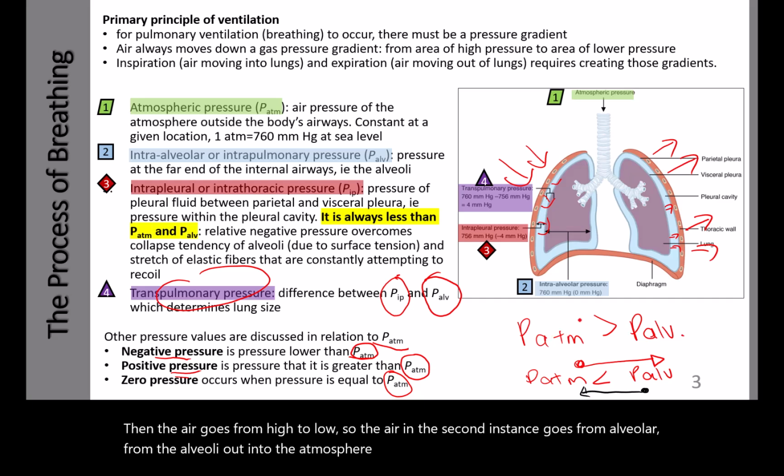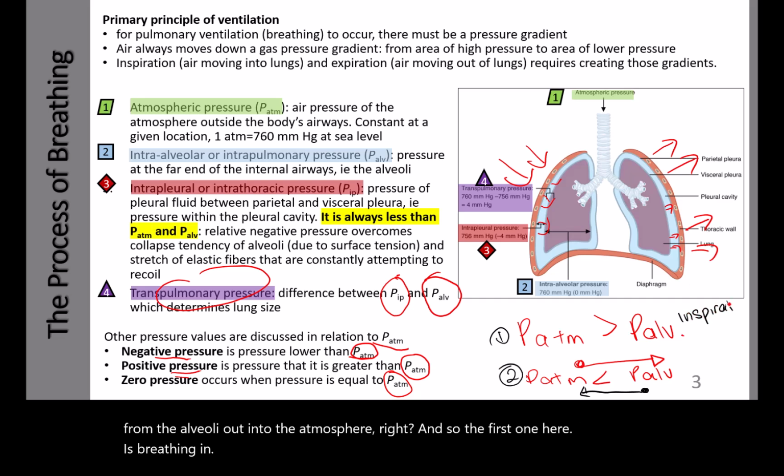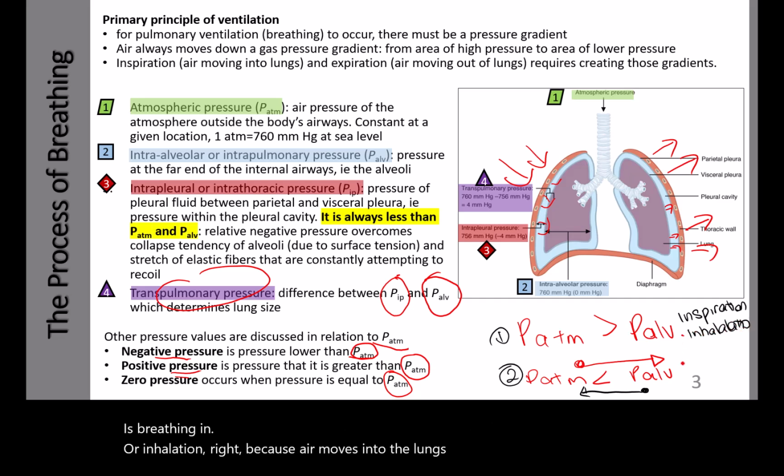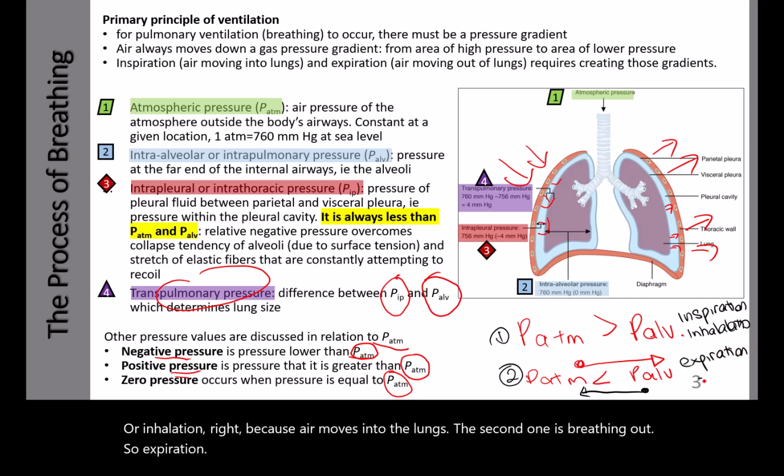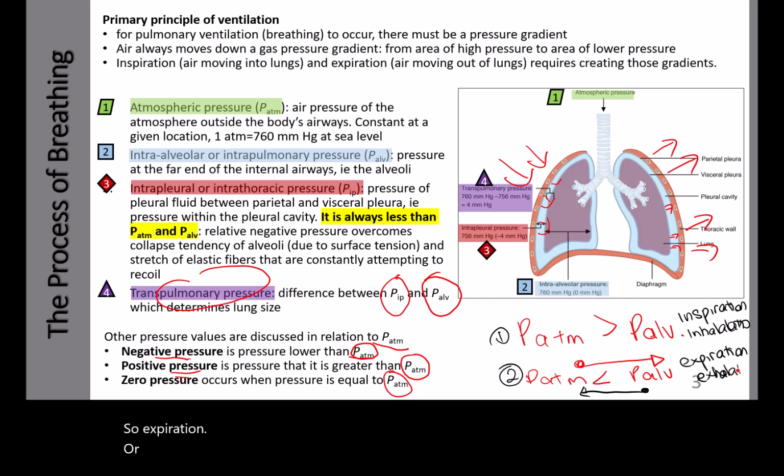And so the first one here is breathing in, inspiration or inhalation, right? Because air moves into the lungs. The second one is breathing out, so expiration or exhalation. So air moving out.